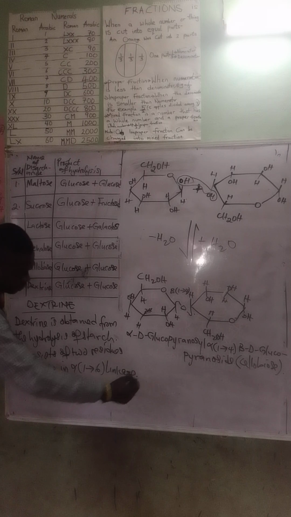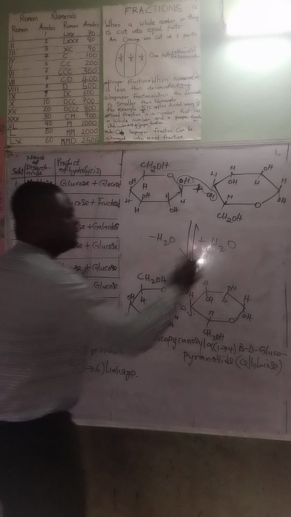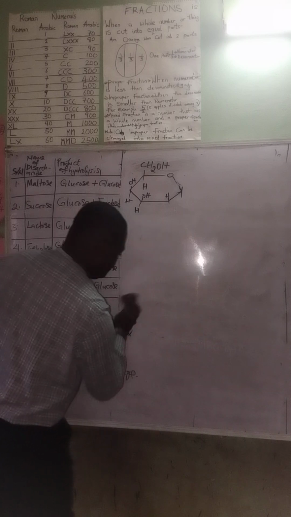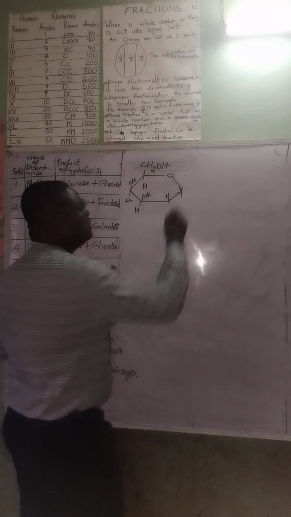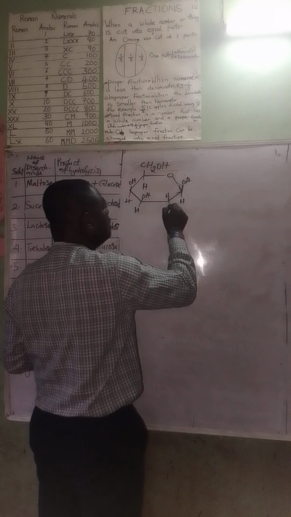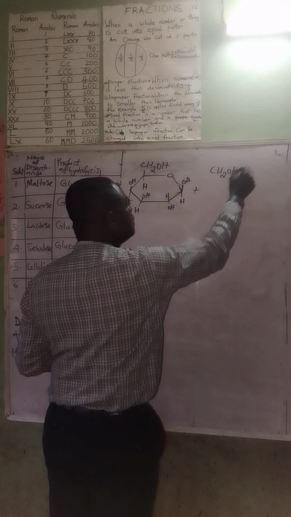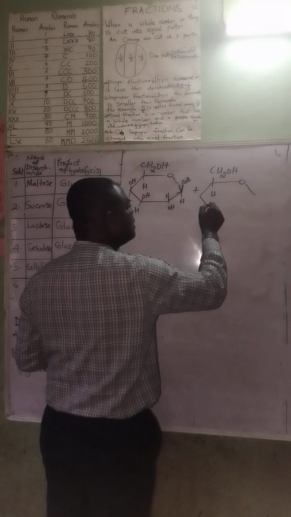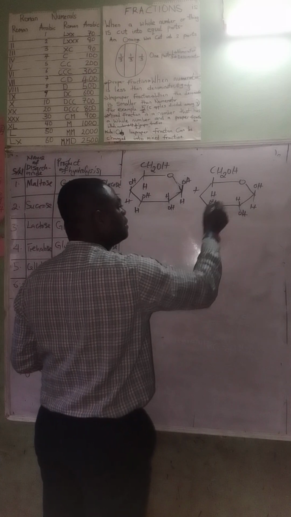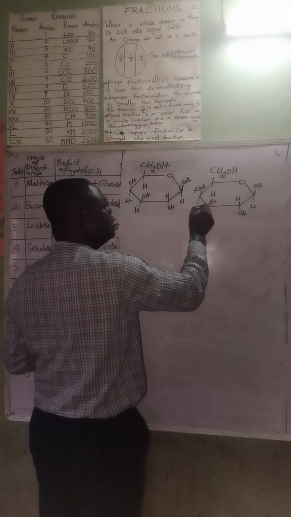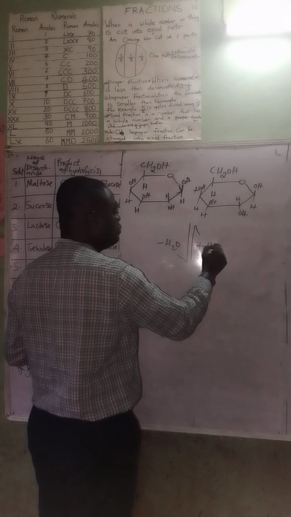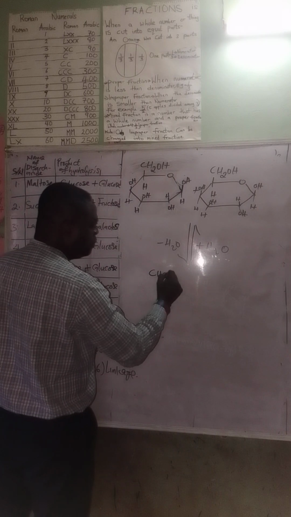You can see the linkage is what is making them different. What do I mean by that? Okay. Now, this is alpha. Plus another glucose standing upright. Then here I have OH. So minus H2O plus H2O. So let's draw the first glucose, CH2OH.